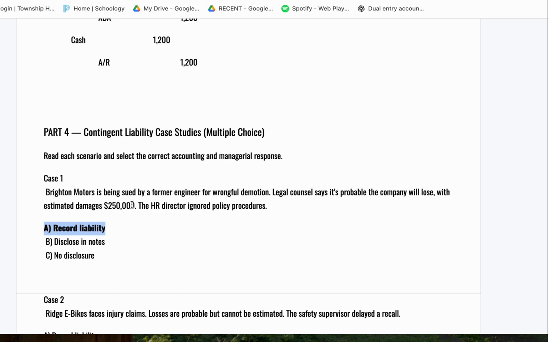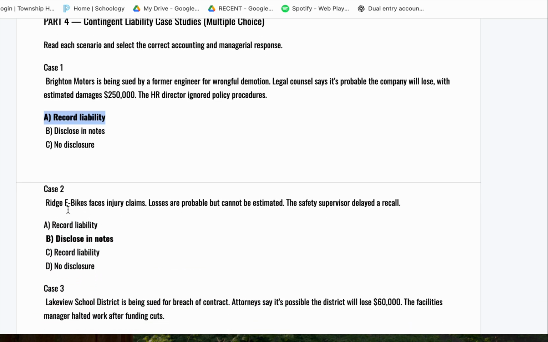But basically, since it's probable we're going to lose and we can estimate, we have to list it as a line item on our balance sheet under liabilities as a contingent liability. Now, in case two, it is probable that we're going to lose, but in this instance, the amount can't be estimated. And so because it can't be estimated, you don't record the liability, but you do have to disclose it in the notes.